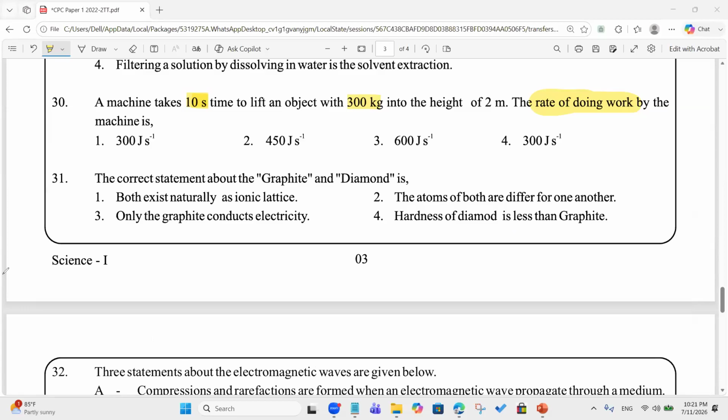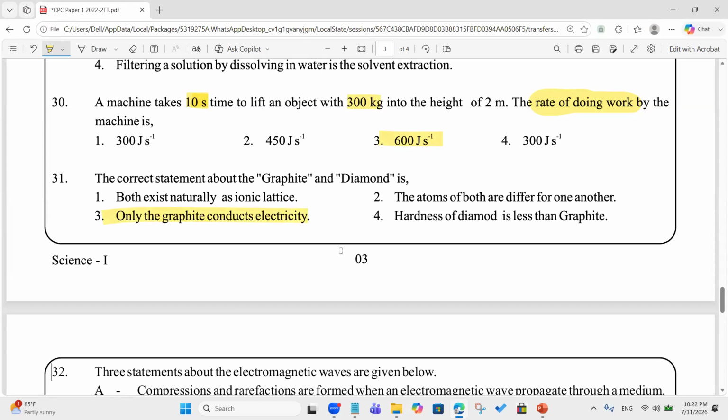Number 31. The correct statement about graphite and diamond is? What is the answer for 31? Yes, 600. What's the correct statement about diamond and graphite? Third one, only the graphite conducts electricity. Yes, that's correct.